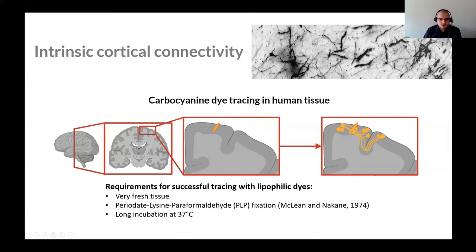And you should do this special fixation, because this aids the diffusion of the dye. Then you have to incubate your samples at 37 degrees for a really long time. And by that, I mean a really long time, as in at least half a year or so. So you can imagine that I was very glad that these samples were already there when the project started, and I didn't have to prepare them.